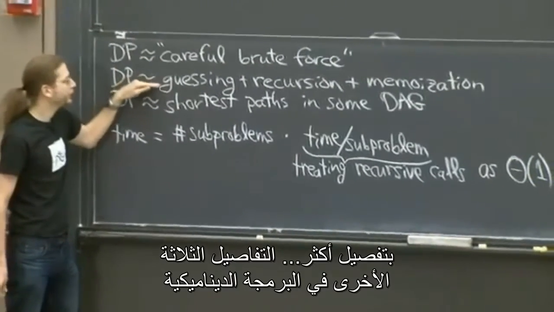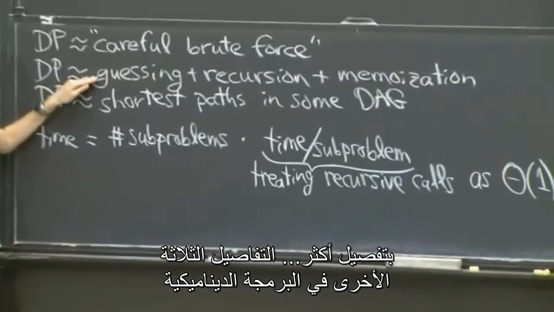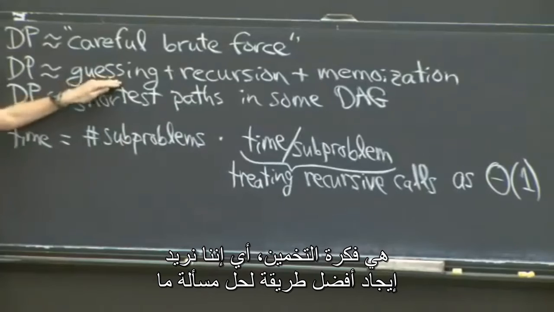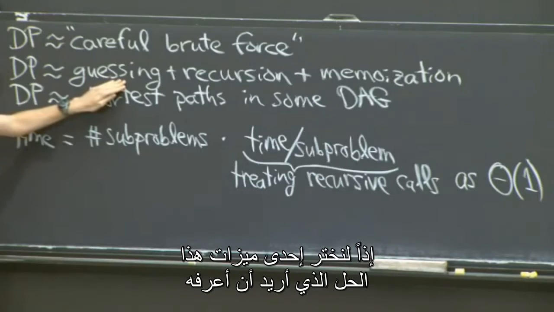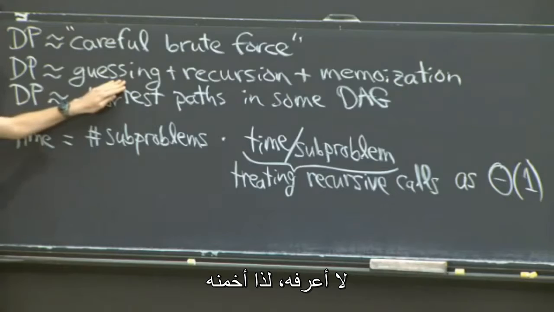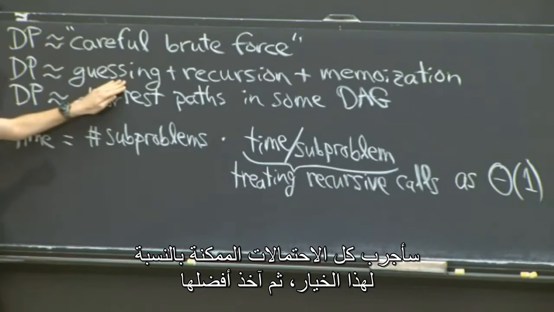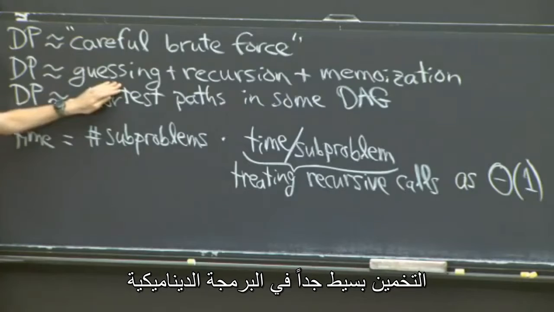In more detail, the 3 main techniques in dynamic programming are the idea of guessing, the idea that, I want to find the best way to solve a problem. Let's pick out some feature of the solution that I want to know. I don't know it, so I'll guess the answer. Meaning I'll try all the possibilities for that choice and take the best one. So guessing is really central to dynamic programming.